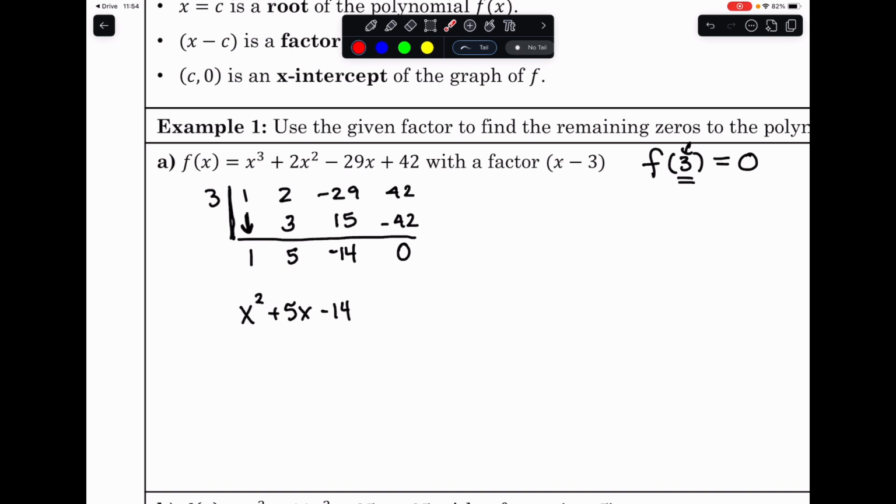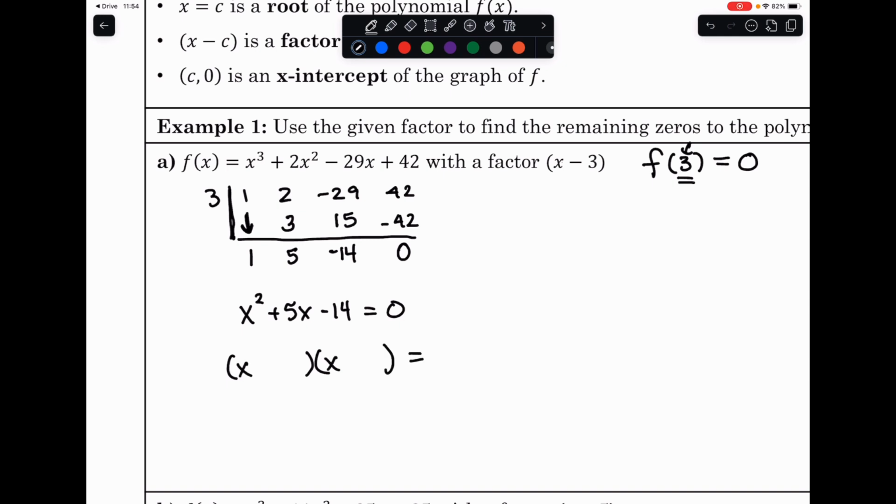Since the idea is to find the zeros of this function, when is this going to cross the x-axis? I already know that that's going to happen at x equals 3. I just need to figure out the remaining two by figuring out what makes this quotient equal to 0. So using factorization, I can break this up into factors.